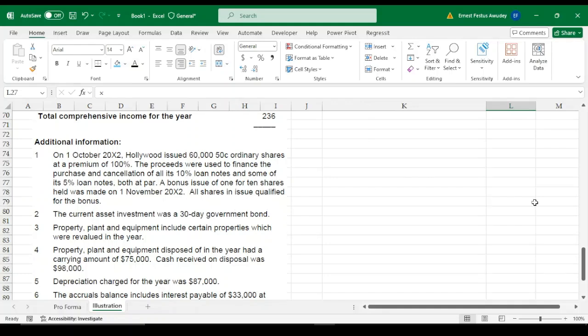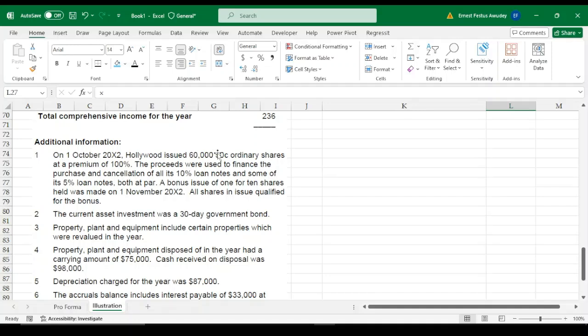Bonus issues are non-cash issues of shares. They are shares that are issued not for cash. So we will not deal with anything relating to bonus issue of shares. What we are interested in is how much we have received for the shares that we have issued.